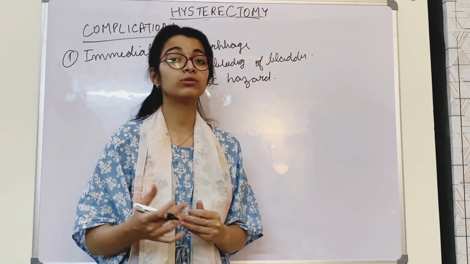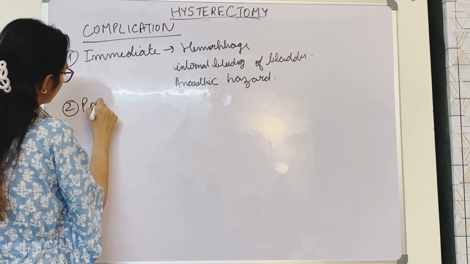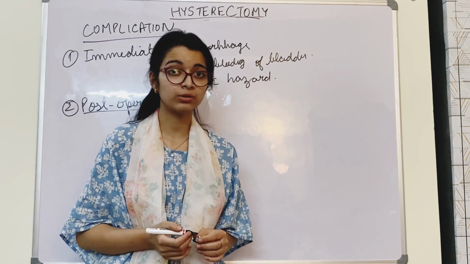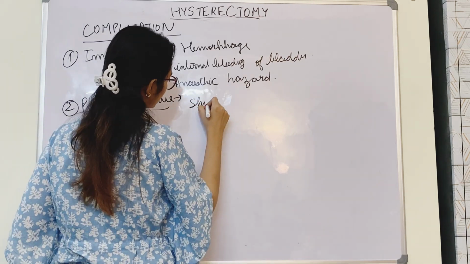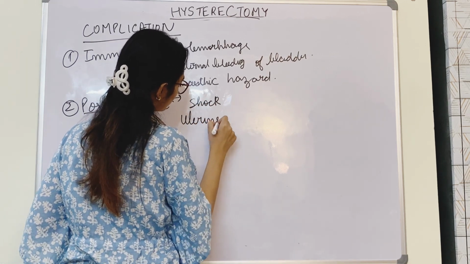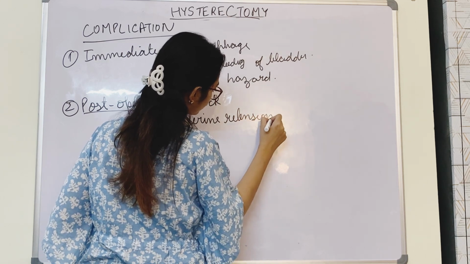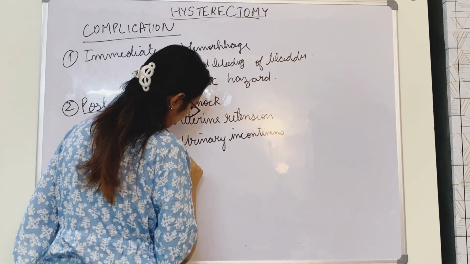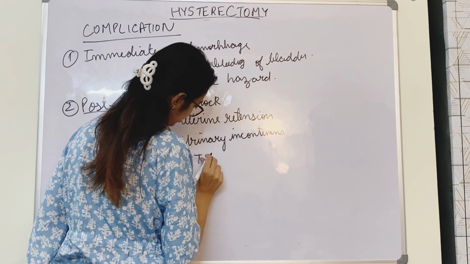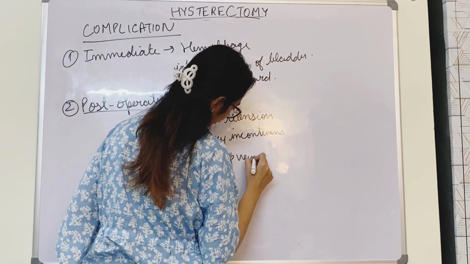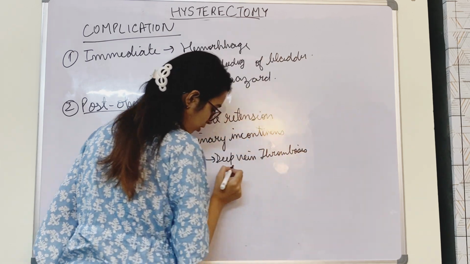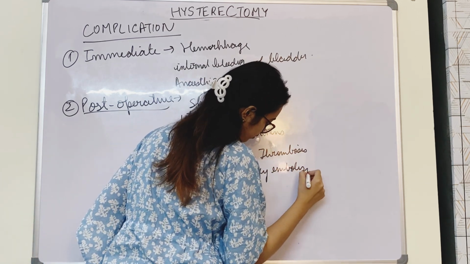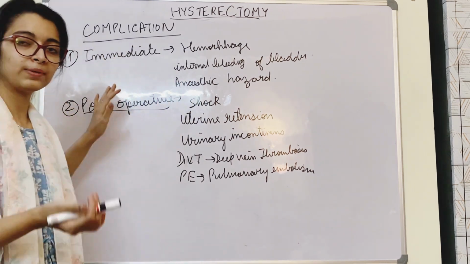Then let's read about the post-operative case. So in post-operative, what all things can we include? In post-operative we can include shock, uterine retention, urinary incontinence, DVT, that is deep vein thrombosis, or we can include PE, that is pulmonary embolism. Okay, so these are the post-operative complications that the patient can face.